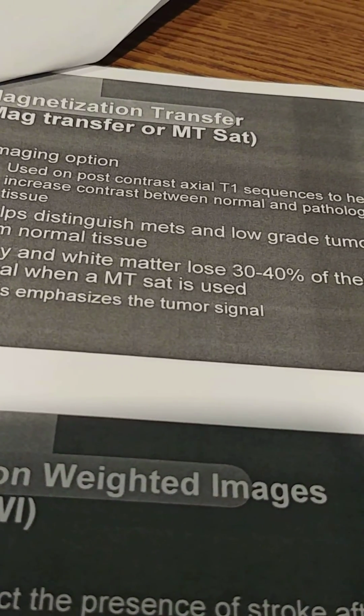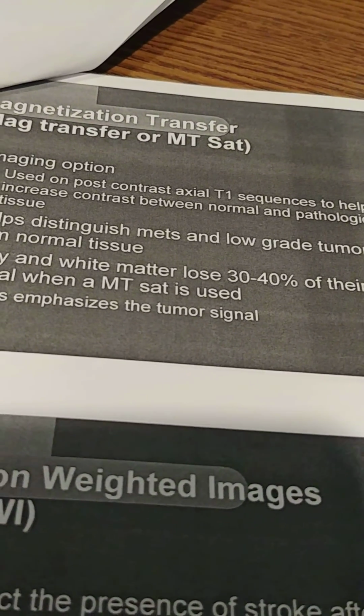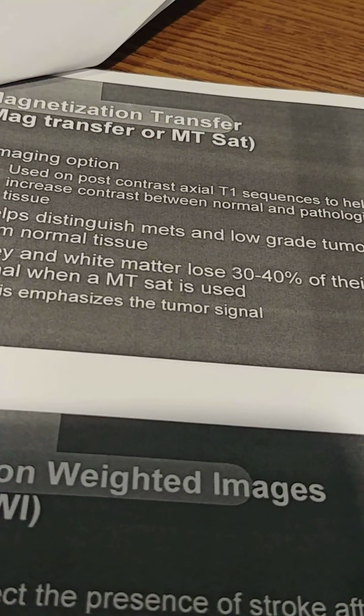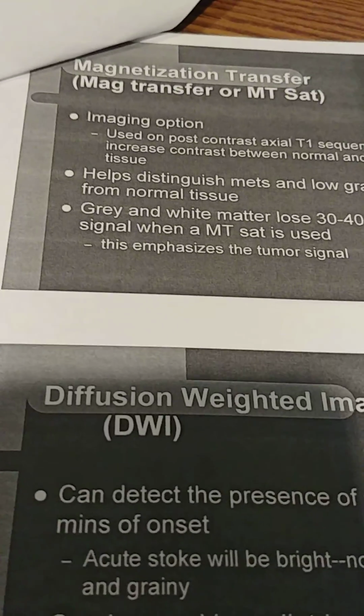Mag transfer. We talked about this briefly. So magnetization transfer, or MT sat, is an imaging option. Okay, it's used on post-contrast axial T1 sequences. I know we went over this before. It helps to increase the contrast between normal and pathological tissue. It helps to distinguish mets and low-grade tumors from normal tissue, and your gray and white matter lose about 30 to 40% of their signal when a magnetization sat is used. So it emphasizes the tumor signal.